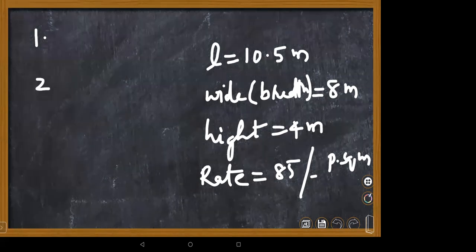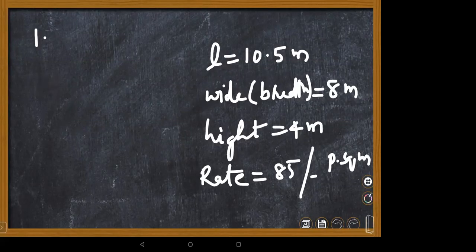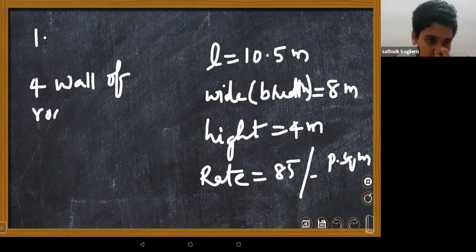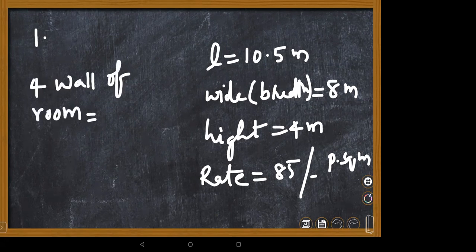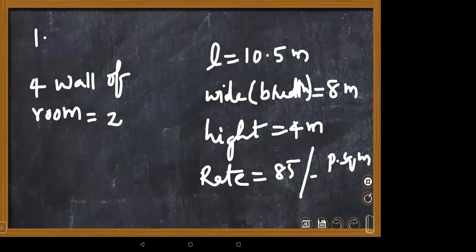Very good. 18.5 into 8 into 85 will be the cost. Very good, very good, children. 4 walls of the room. Just now we discussed, 4 walls of the room is nothing but lateral surface. Ma'am, is this question from NCERT? I think this model you have in NCERT, but I'm not taking the same numbers from NCERT. Ma'am, it's 12,580 rupees. Yes, very good.